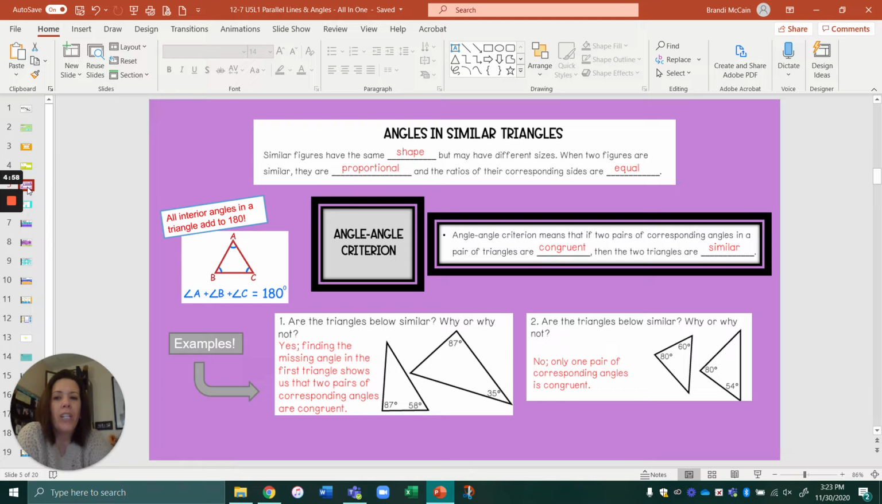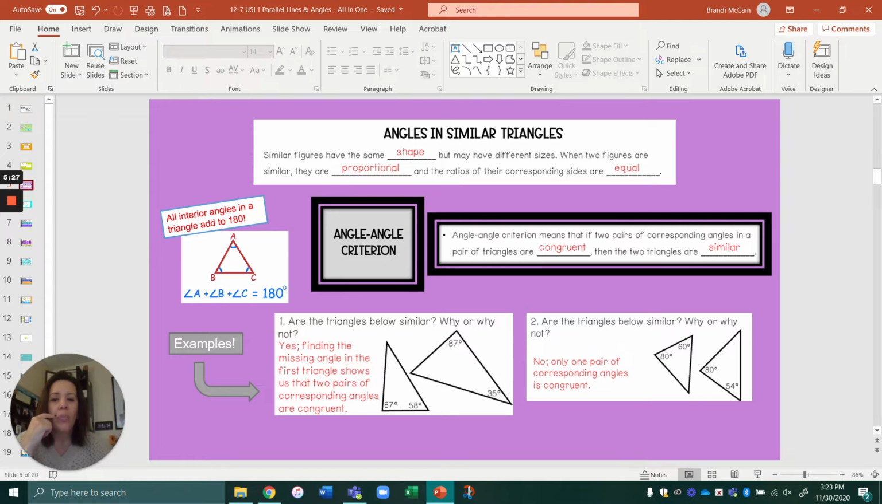We have several ways we can find out if triangles are similar. Angle criterion means that if two pairs of corresponding angles in a pair of triangles are congruent, the two triangles are similar. If you have two angles in two triangles that match up, an angle here, an angle here, they're similar, okay? Remember that all angles in a triangle always add up to 180. It's very important. You're going to be dealing with this a lot today.